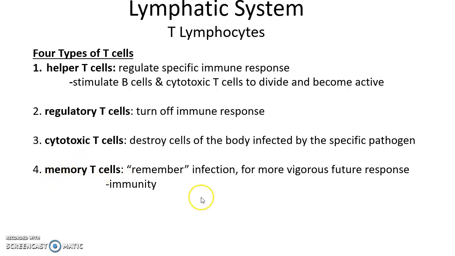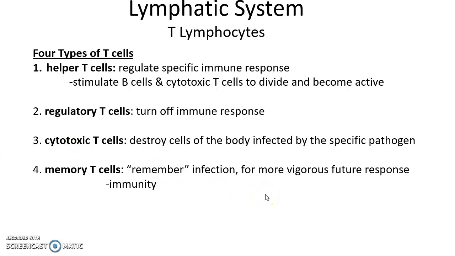And then finally, we have memory T cells. Memory T cells remember that we've had this infection, that this pathogen has caused illness in our body. And they will live for a very, very long time. And if we get infected by the same pathogen again, they will generate a very vigorous response, hopefully being able to take out the pathogen before we become sick.